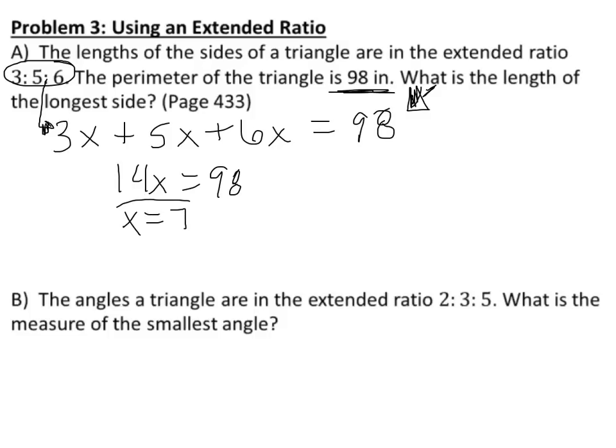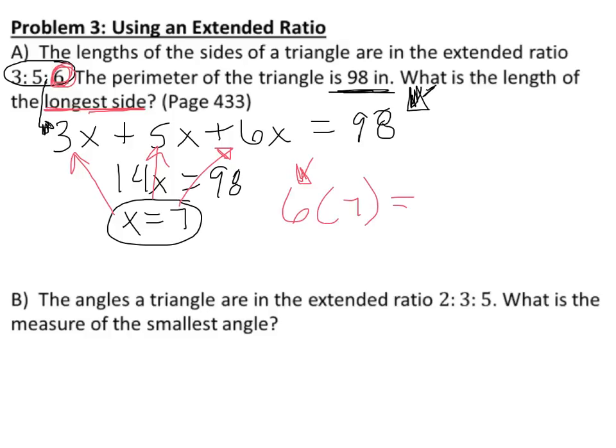Now here's my multiplier. So now I want to figure out what's my longest side. Now you could plug it into all three ratios if you wish to. However, the number that has the highest ratio is going to give you your highest or largest side. So I'm just going to actually do 6 times 7 because this was my highest ratio. That's going to give me my longest side. And that's going to give me 42 inches. My units here were in inches.